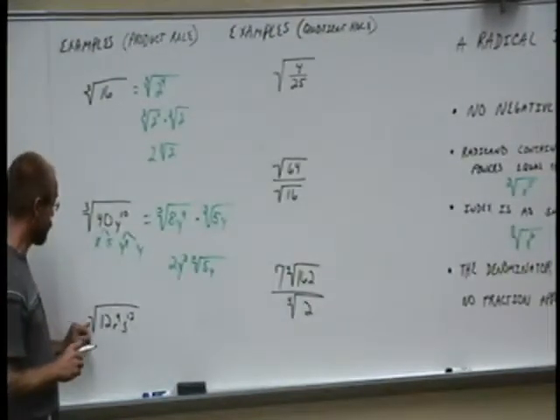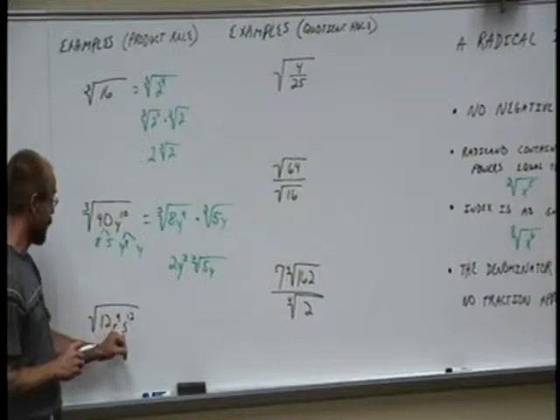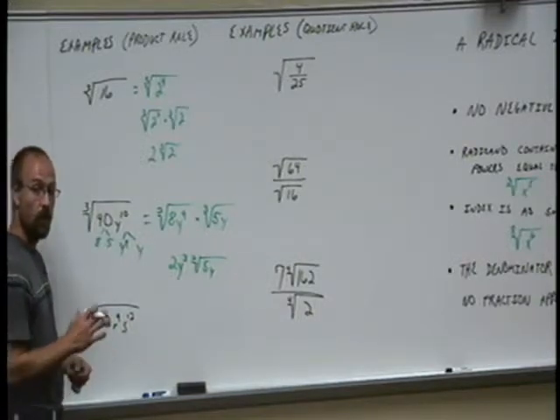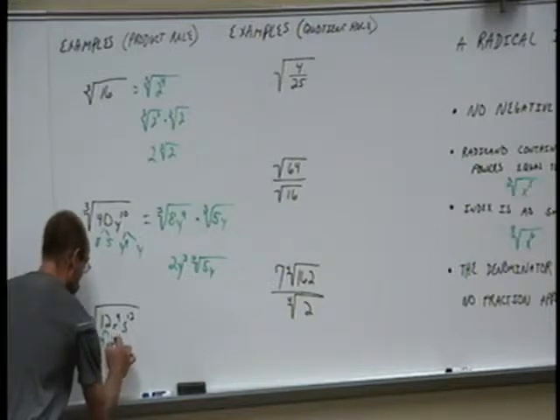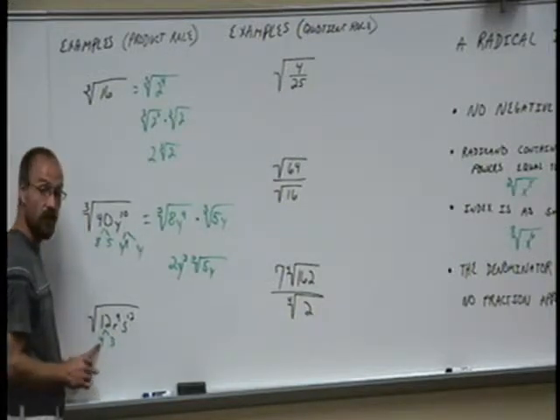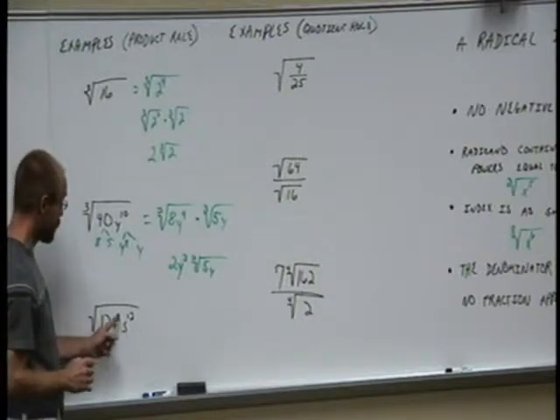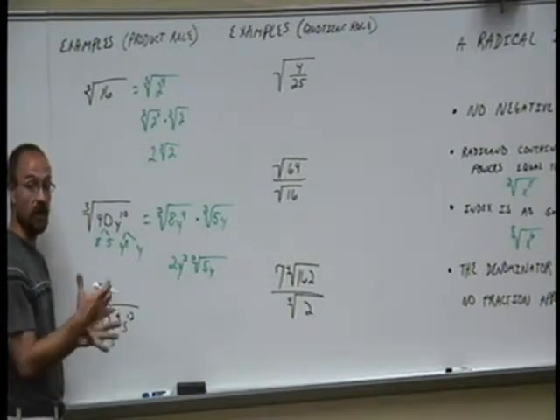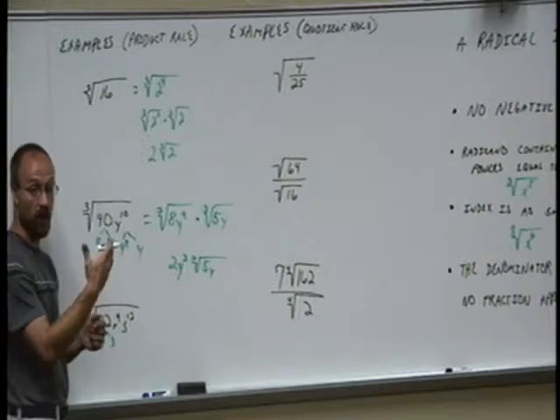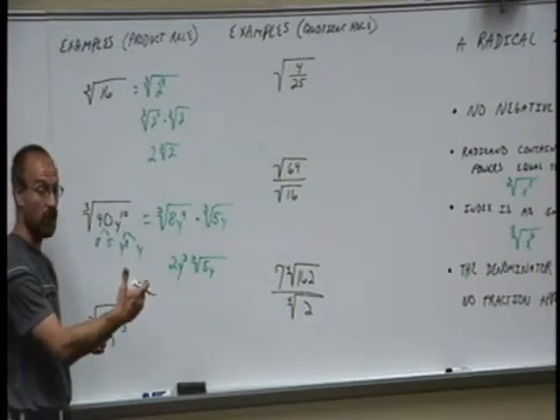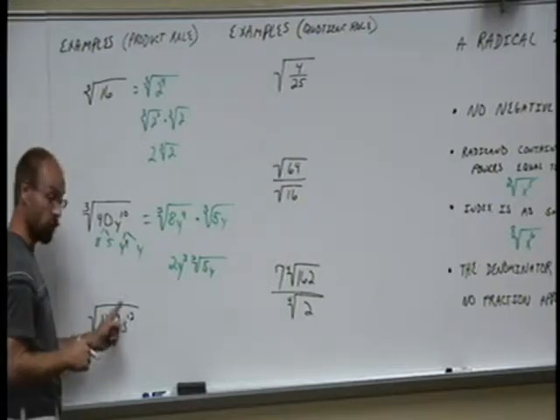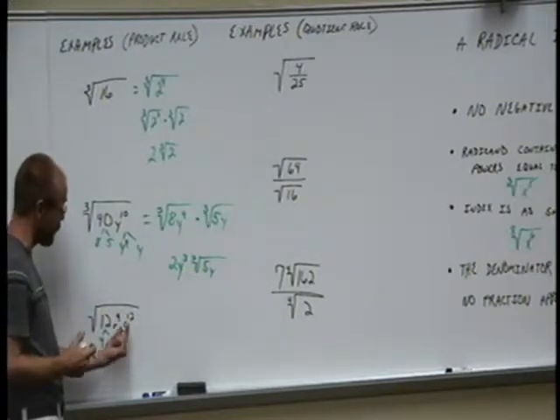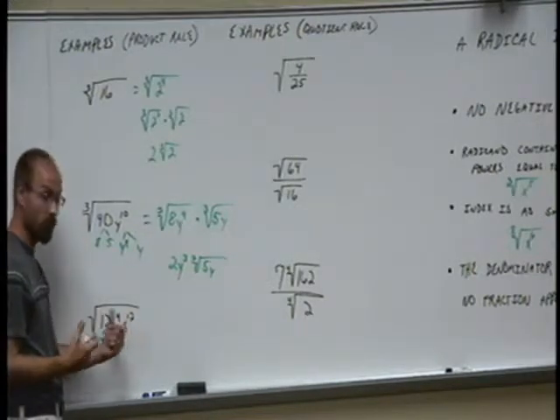Now here we have the square root of 12, r to the 9th, s to the 12th. Well, let's look at it this way. 12 is 4 times 3, and I recognize 4 is a perfect square, so I can take the square root of that. R to the 9th, I can think of that as r to the 8th, which would be r to the 4th times r to the 4th, with a remainder of 1. And s, well, the square root of s squared is 12.